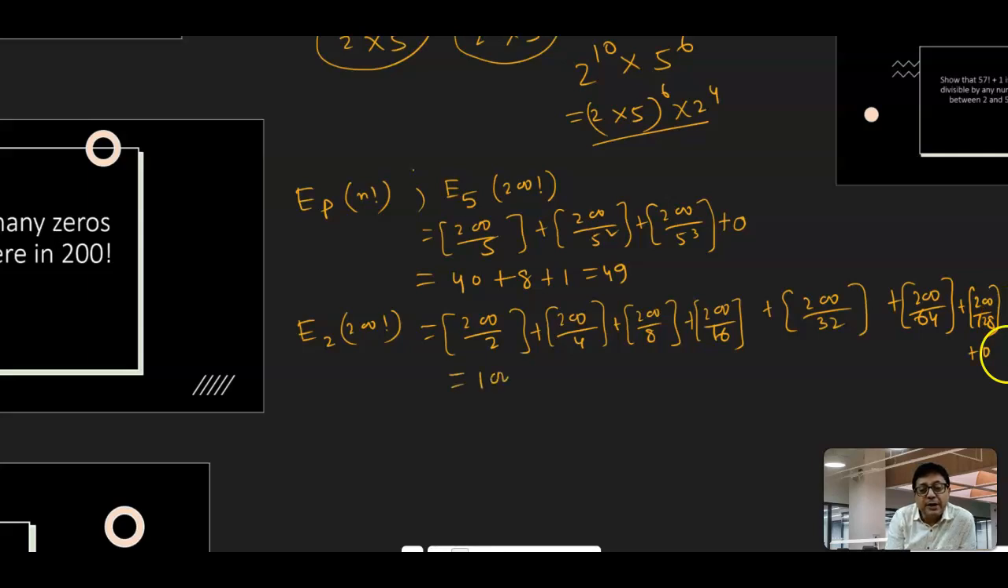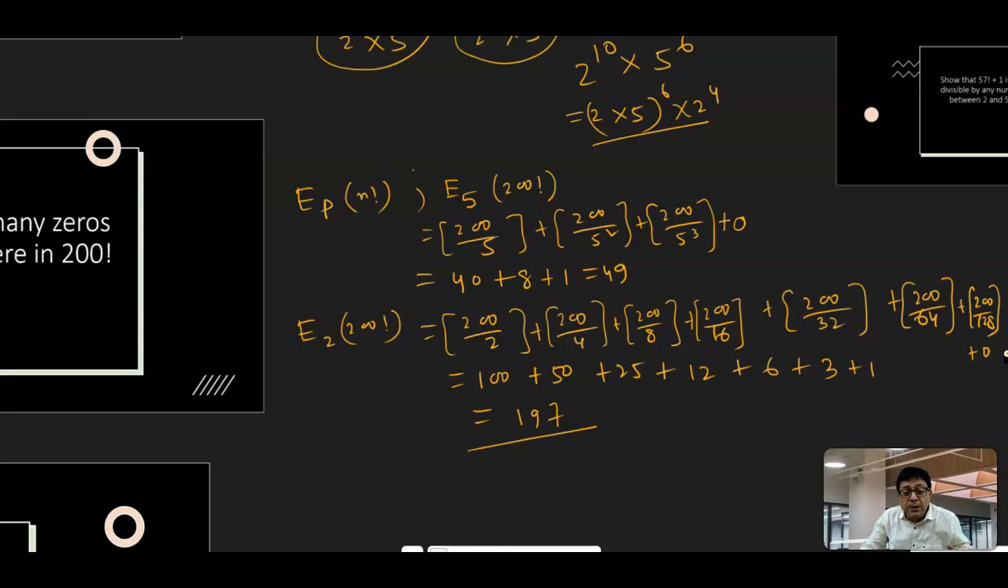This is coming 100, 50, 25. This one 12 times, because it is 12 plus a proper fraction. This one 6 plus a proper fraction, 6 times. 200 by 128 is 1 plus a proper fraction. So it is coming 100, 150, 175, 187, 193, 196, 197. So 2 is occurring 197 times.